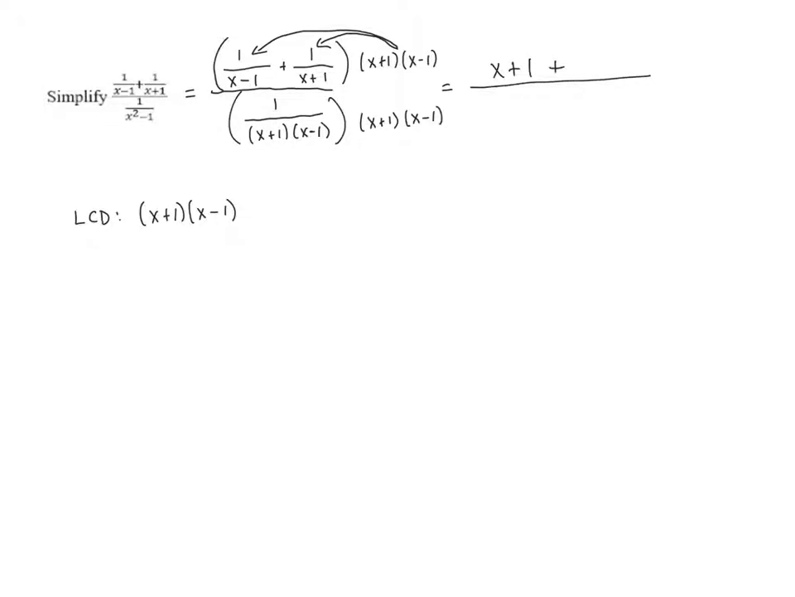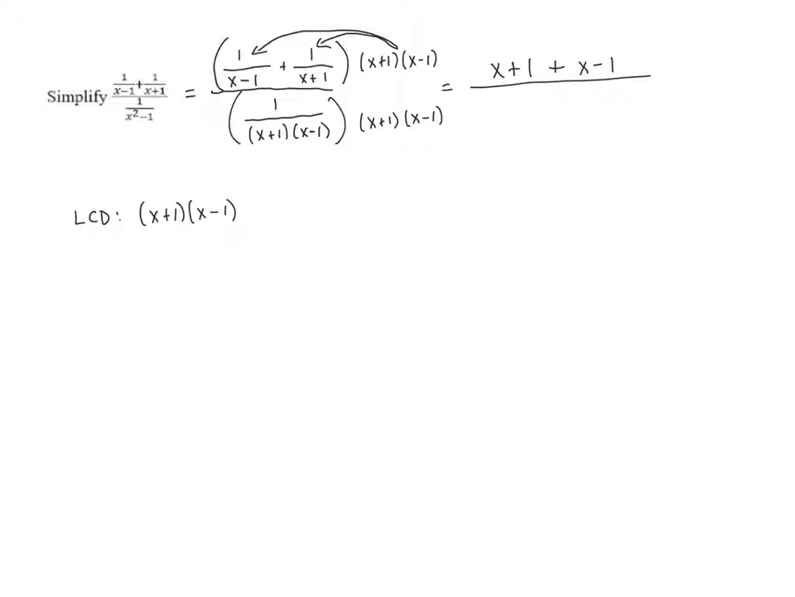Then plus, because we have an addition between the two, we look at the second fraction, and we notice that the x plus 1 in the denominator is going to cancel with the x plus 1 on the outside. That leaves us with x minus 1 times 1, which is just going to be x minus 1. So in the numerator, we've got x plus 1 plus x minus 1.